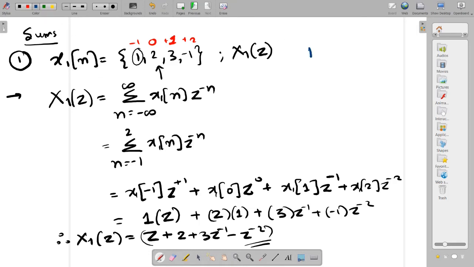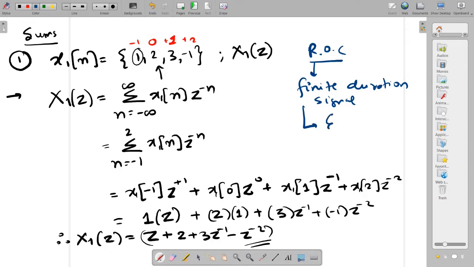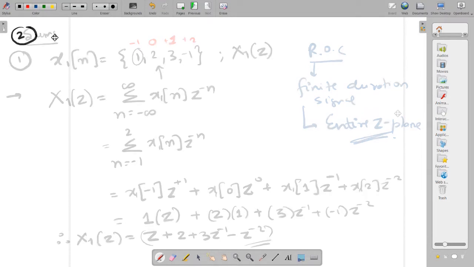Okay, and what is the ROC of this? Yeah, we have seen this earlier. ROC of a finite duration signal is the entire z plane. Okay, so ROC is the entire z plane.